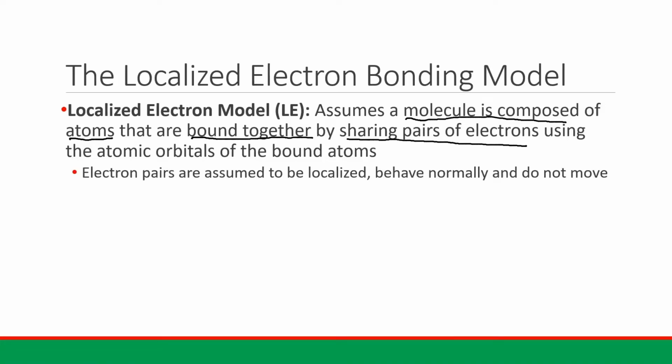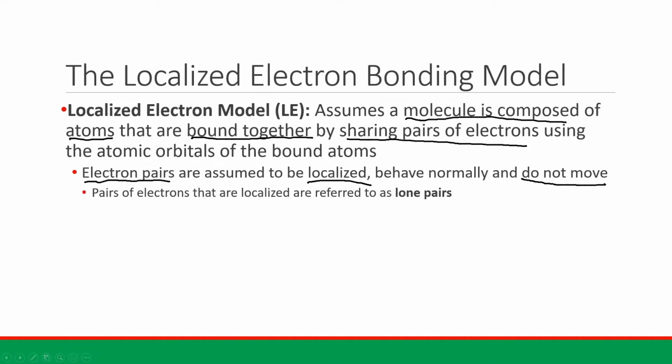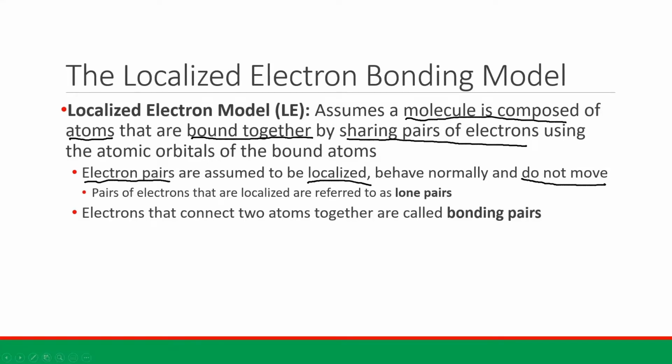And in addition to this, we are going to assume that electron pairs are known as being localized. Localized electrons essentially are going to stay in one spot and not move from that one singular spot. And so electron pairs that are localized on one singular spot will be referred to as lone pairs. And then there is another type of pair of electrons, known as a bonding pair. A bonding pair is a pair of electrons that essentially connects two atoms together.